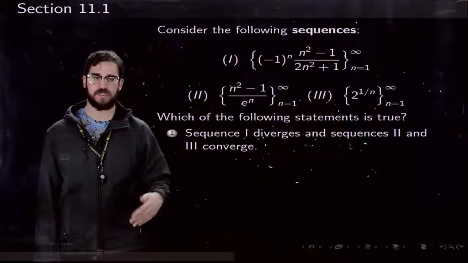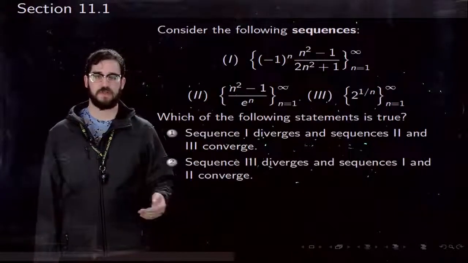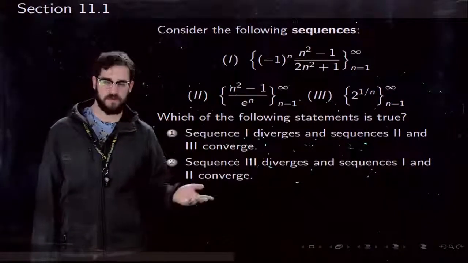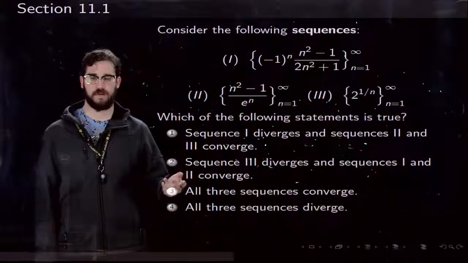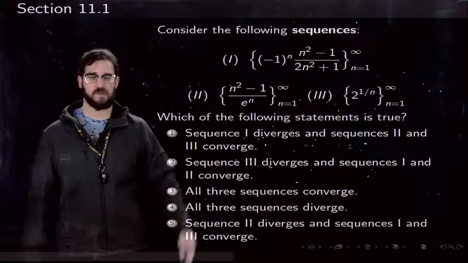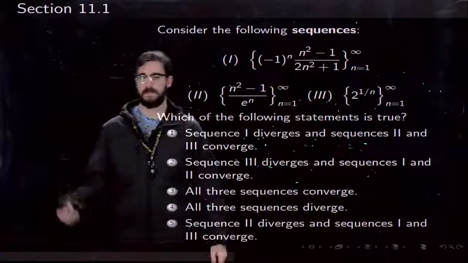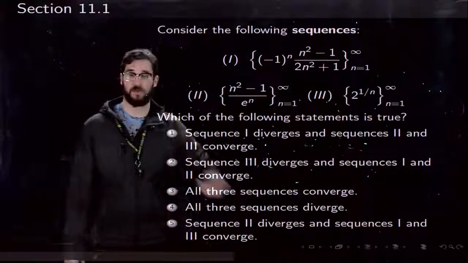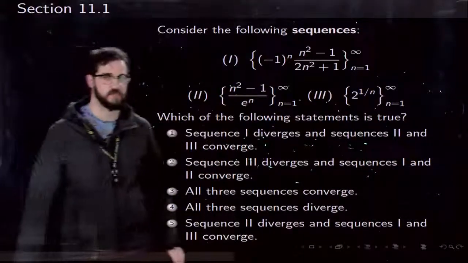Sequence 1 diverges and sequence 2 and 3 converge. Sequence 3 diverges and the other two converge. All of them converge, all three diverge. Sequence 2 diverges, sequence 1 and 3 converge. So we look at it here. Okay, we're just asking convergence and divergence.